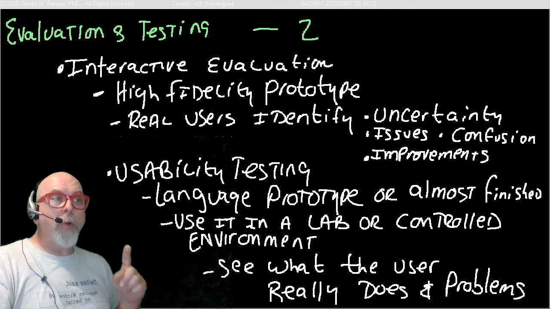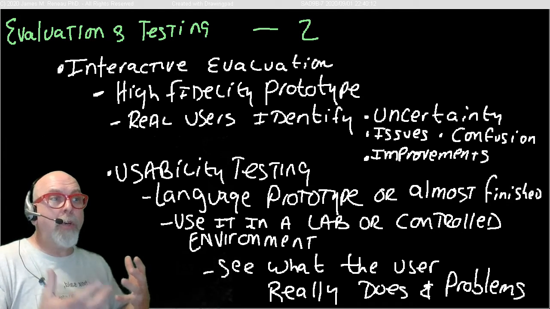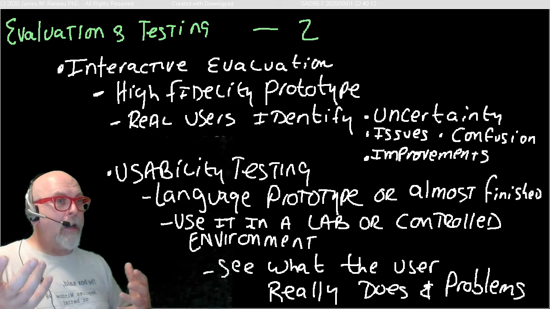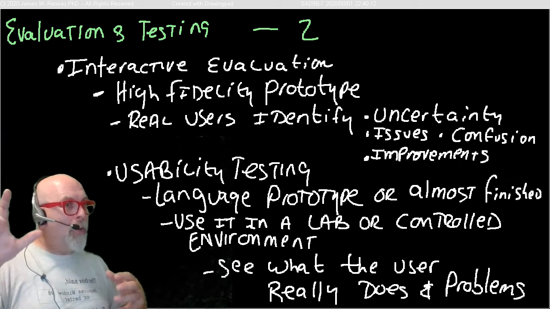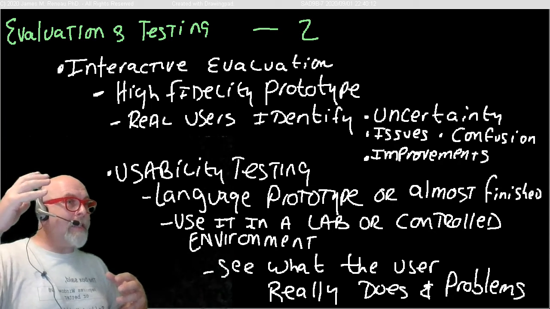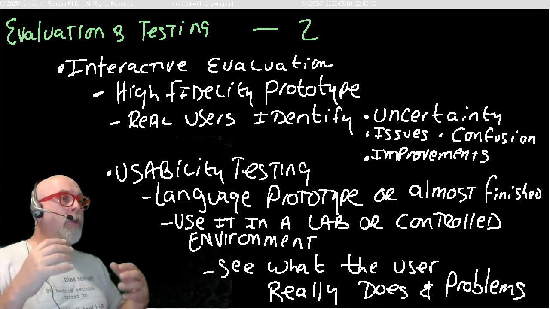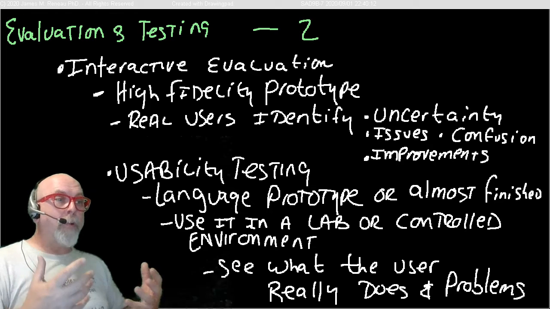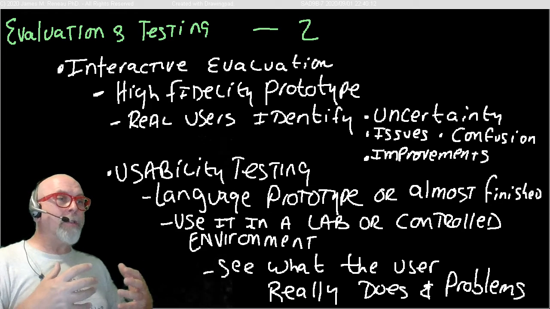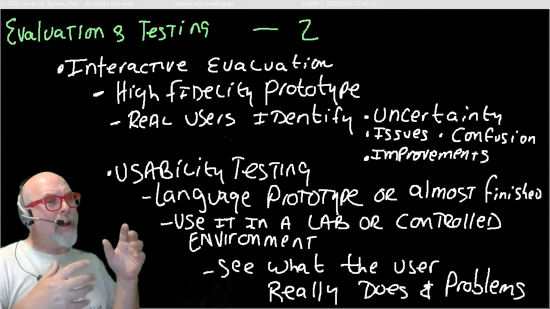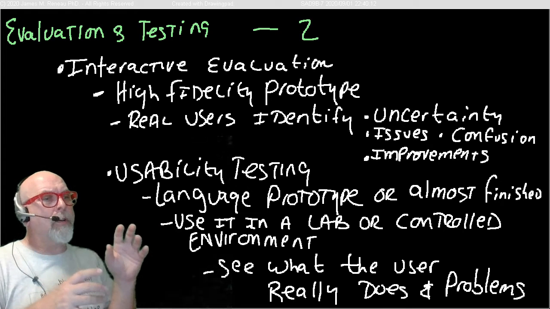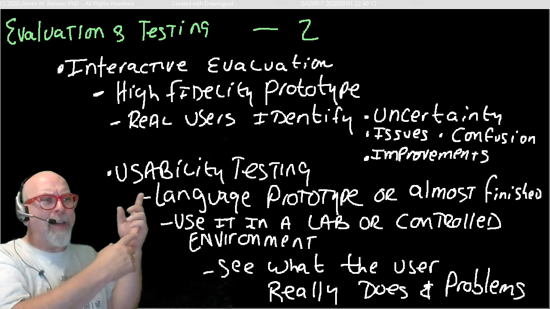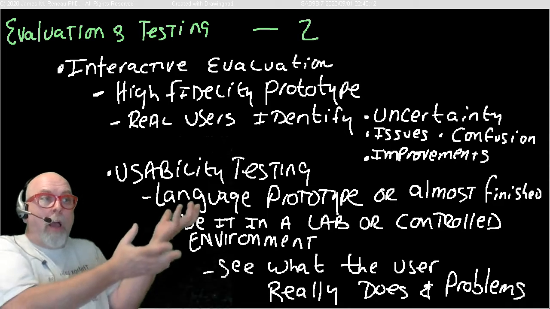You look for where they don't know what they're doing, because if they don't know what they're doing, you're not visible. You're not content aware. You're not making it easy on them. So you're not doing what you're supposed to be doing. At this interactive evaluation, you're looking for issues, confusions, uncertainty, and improvements. The user will say, well, we don't use that very often. Can we put that somewhere else? Or they say, we use this all the time. Where is it? It's not here.